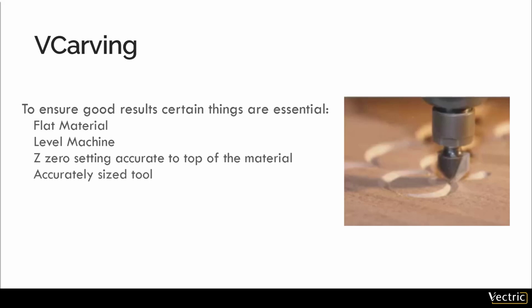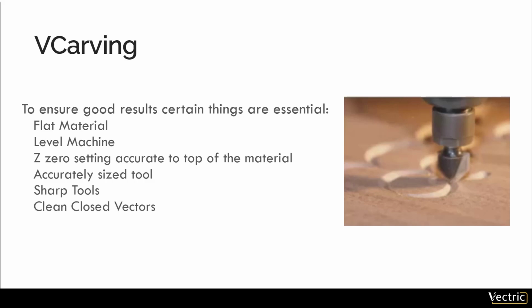We need to have an accurately sized tool. Even if your tool states it's 90 degrees, be sure that you measure that, because even if it's off by 1 degree, it will affect what you've seen in your software and how the end result will look on your CNC machine. Ensure that your tools have sharp points. This will also take away from the overall effect.